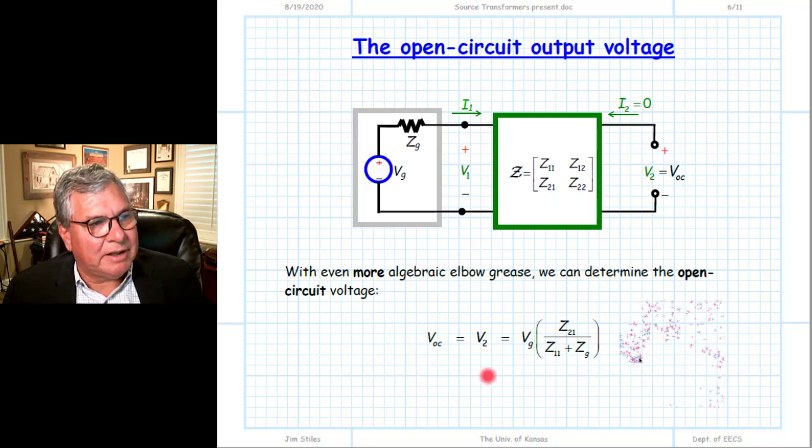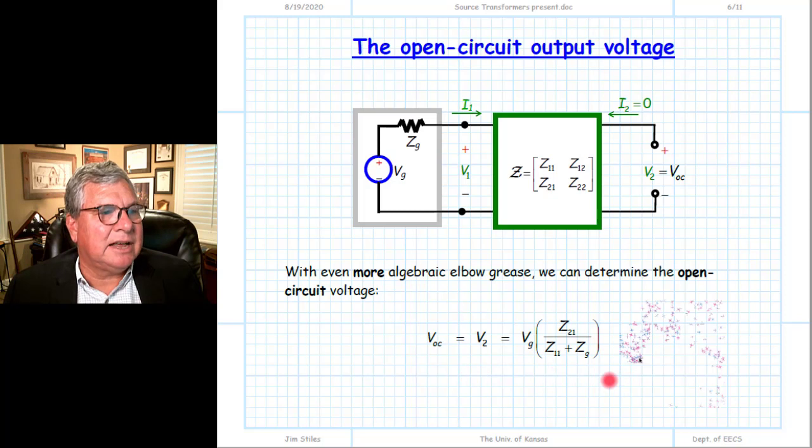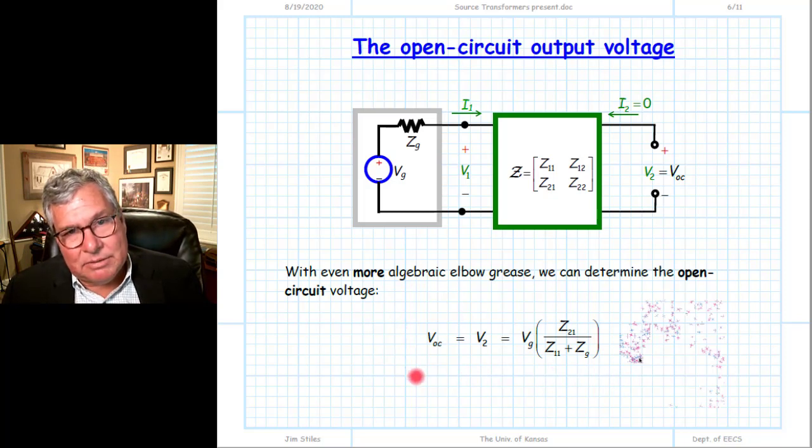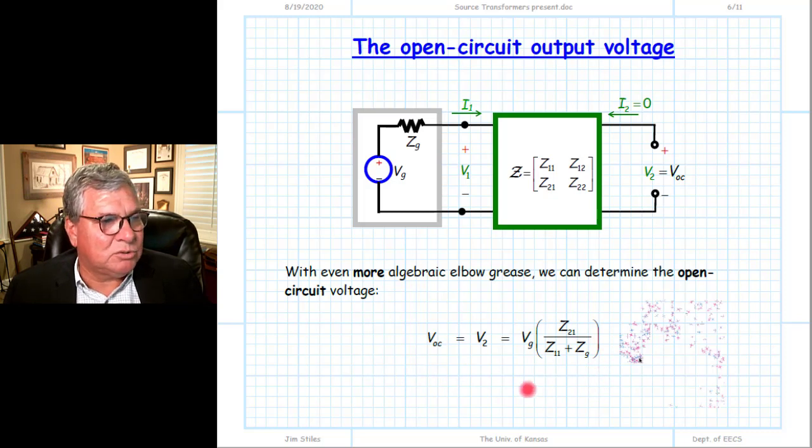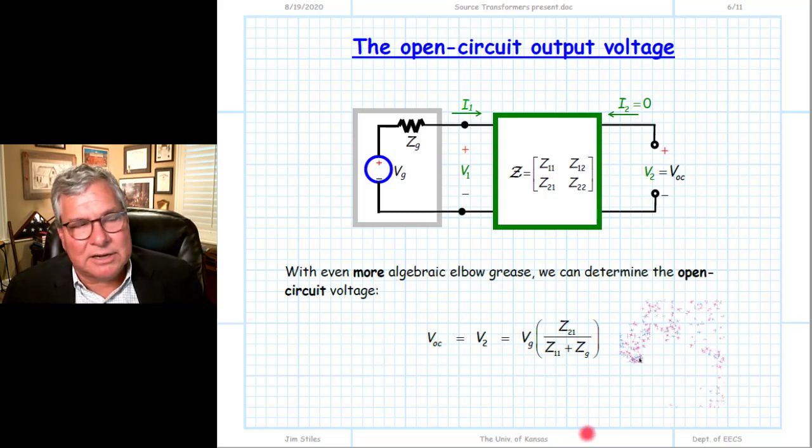Doing the algebra, we find this is the result. In this case, we find the complex number on the left and complex number on the right. We find the units work out, the dimensional analysis works out. Now, in this case, this is one of those rare exceptions where the result does not involve all of the parameters in the circuit. Notice this result does not depend on Z22, nor does it depend on Z12.